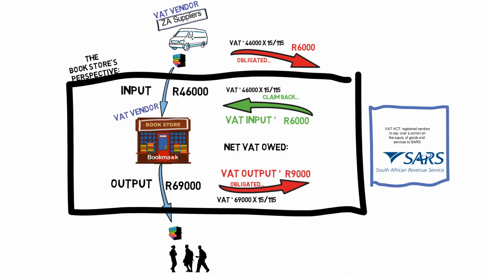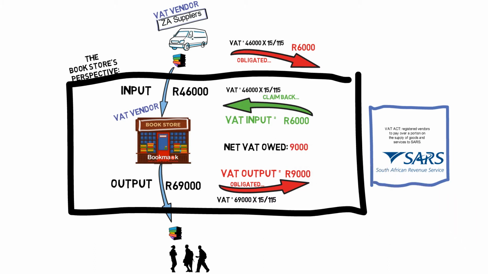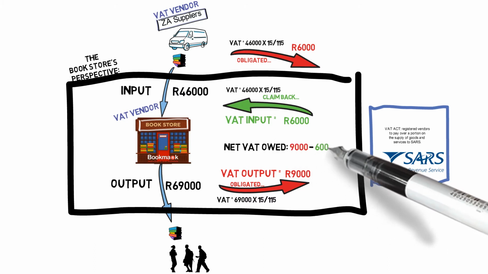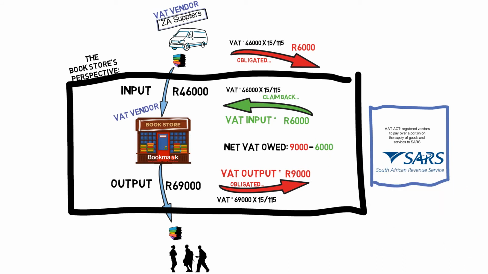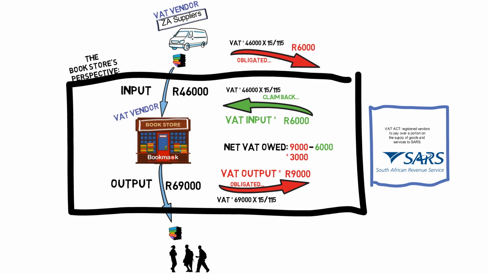The final VAT owed will depend on whether the VAT output is larger or smaller than the VAT input. In this example, the VAT output was larger than the VAT input, so there was an amount that we were still obligated to pay over to SARS of 3,000 Rand.